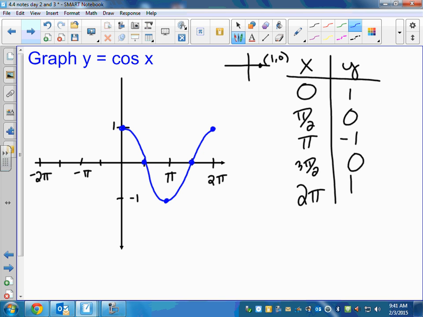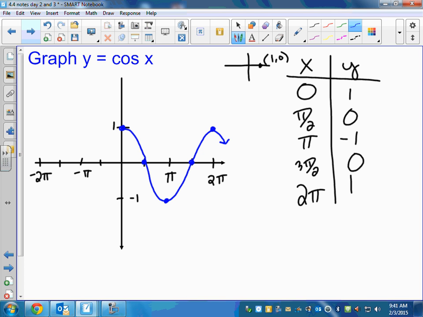What's going to happen after 2 pi? Should I make this going up? Never bigger than 1, which means you would make that going back down. And again, you don't have to do this part, but this is just going to repeat that same pattern over and over and over and over again.